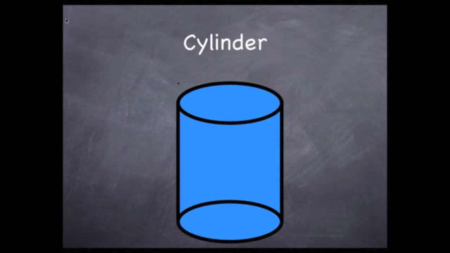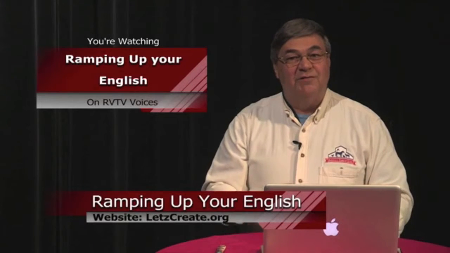Now, if you take 2 circles and wrap a rectangle around their edges, you come up with a cylinder. Some animals can be said to have a cylinder-shaped torso or main body. You can also call that barrel-shaped. Now, all these geometric shapes and their labels will be on my website, letscreate.org. And now that we've reviewed these basic geometric shapes, let's look at some farm animals and see if they remind you of some of those shapes.